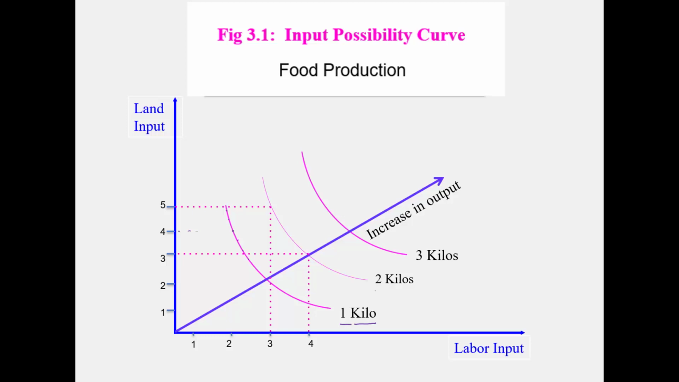Let's try this for 2 kgs. Suppose the producer is trying to produce 2 kgs of food. It can either use, at this point, 5 units of land and 3 units of labor to produce 2 kgs of food, or it can use 3 units of land up here and 4 units of labor. So this curve that we're looking at for 2 kgs represents or traces all combinations of the two inputs that can produce 2 kgs of food.